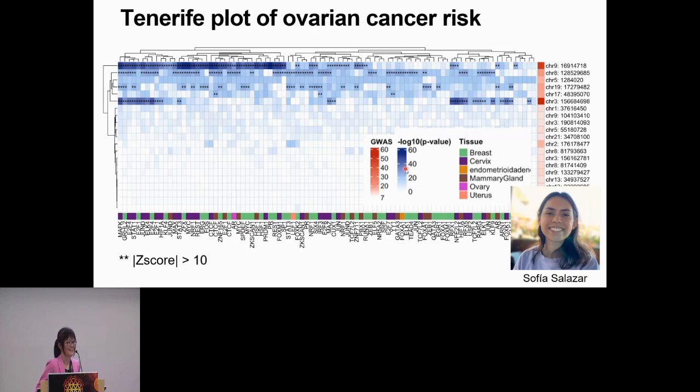So fascinating. I love the Tenerife plot. So how are the columns sorted here? I might have missed that. It's a heat map. Columns, so it's hierarchical clustering. Yeah, okay. Thanks.